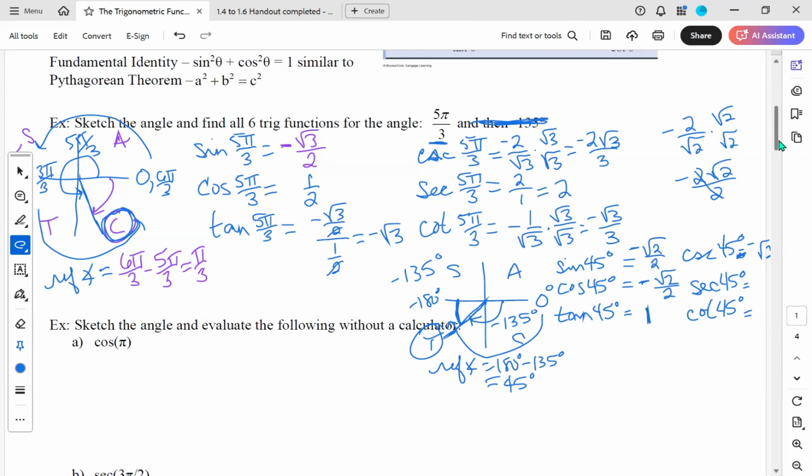Okay, and I did it up above because I'm running out of room. So that will actually be for cosecant and for secant. Both of those are negative square root of 2. And cotangent is going to be the reciprocal of 1, which is actually just 1. Okay, so be careful when you're doing negatives. Keep in mind your reference angles are always positive. Always positive.